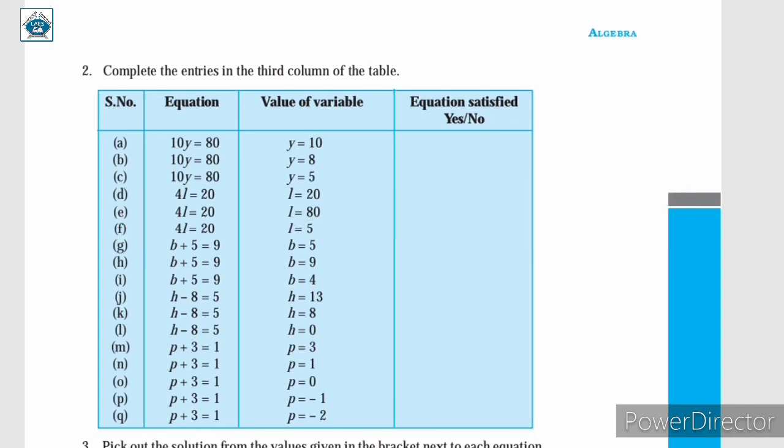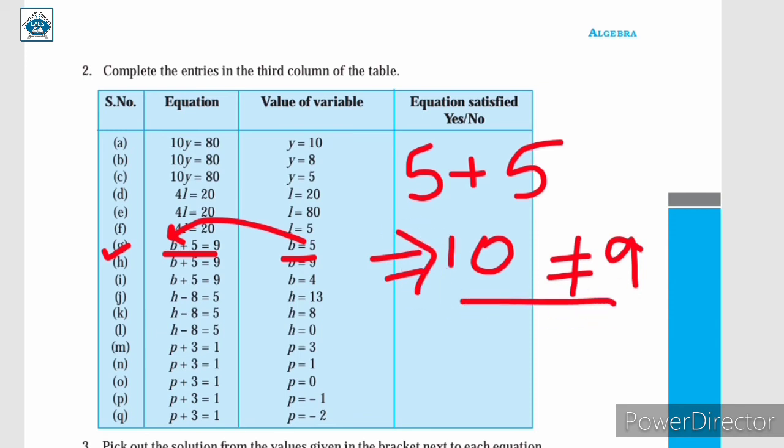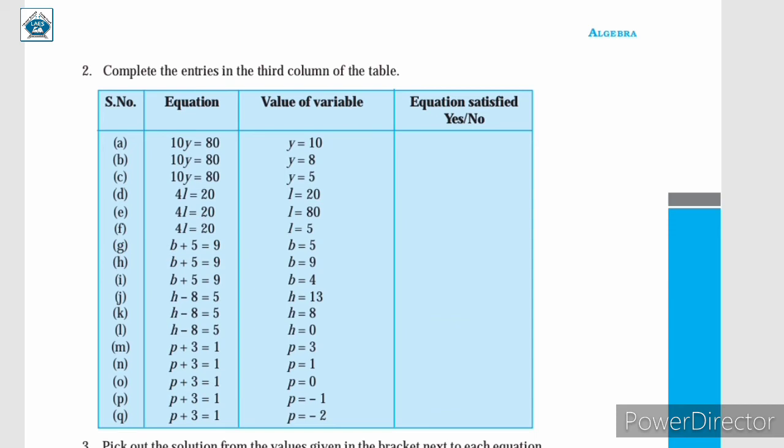Next, let us solve part G. Here we are given b plus 5 is equal to 9 and we need to put b is equal to 5. So b plus 5 के बदले we will have 5 plus 5 and 5 plus 5 is equal to 10. 10 is not equal to 9. So here LHS is not equal to RHS. Very simple. So here the answer to this question is no, the equation is not satisfied.